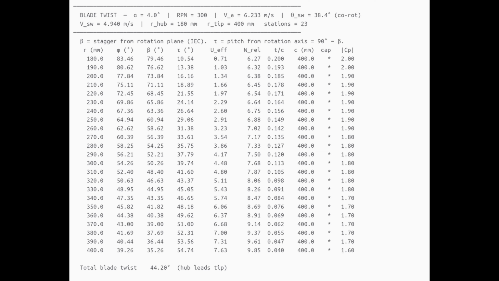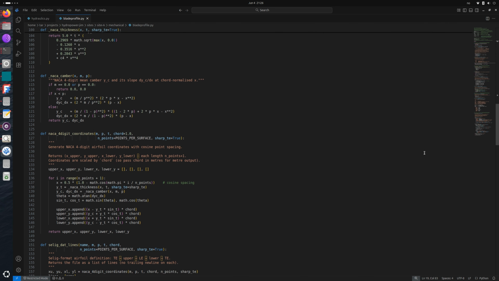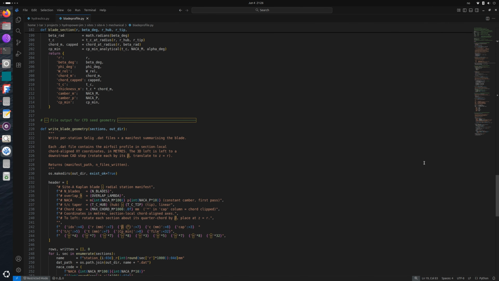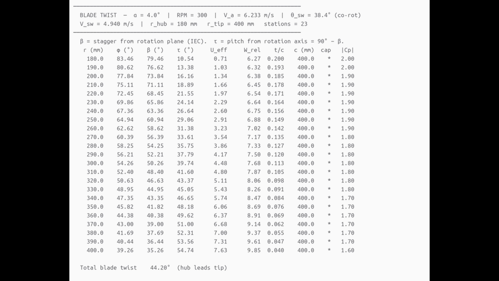There is no standard table for our twist, so I wrote an algorithm. Feed in the radius, RPM, and local water speed, and it returns the blade angle at every station. The math comes from NACA 4 profiles, but the twist is a completely custom algorithm.